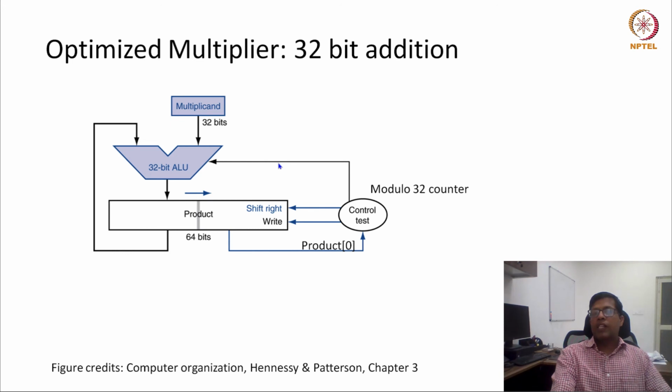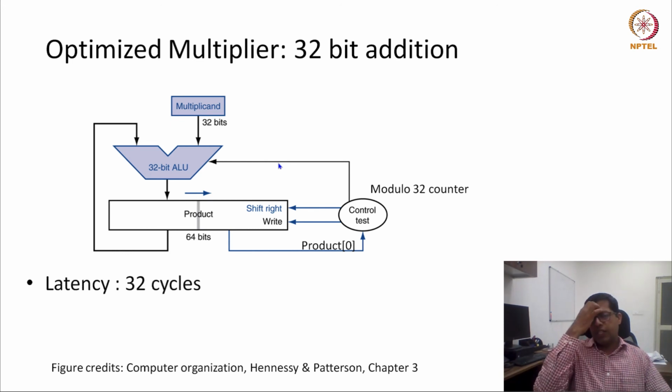Now as a conclusion, what we can see is that this particular multiplier will consume 32 cycles to perform one multiplication, if it is a 32 bit multiplication. So 32 cycles would be required, and one cycle would be equal to the delay of one 32 bit addition plus setup time and propagation time of a register.